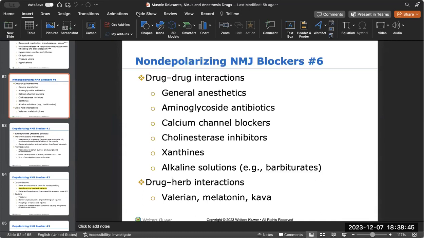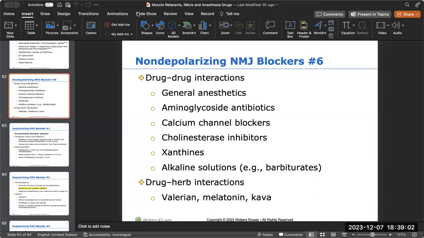Aminoglycoside antibiotics. Aminoglycoside antibiotics are highly toxic and they affect pulmonary and cardiac function. So that is not good. They can cause pulmonary toxicity and cardiac toxicity, which is why we don't want to give these drugs in conjunction with that.